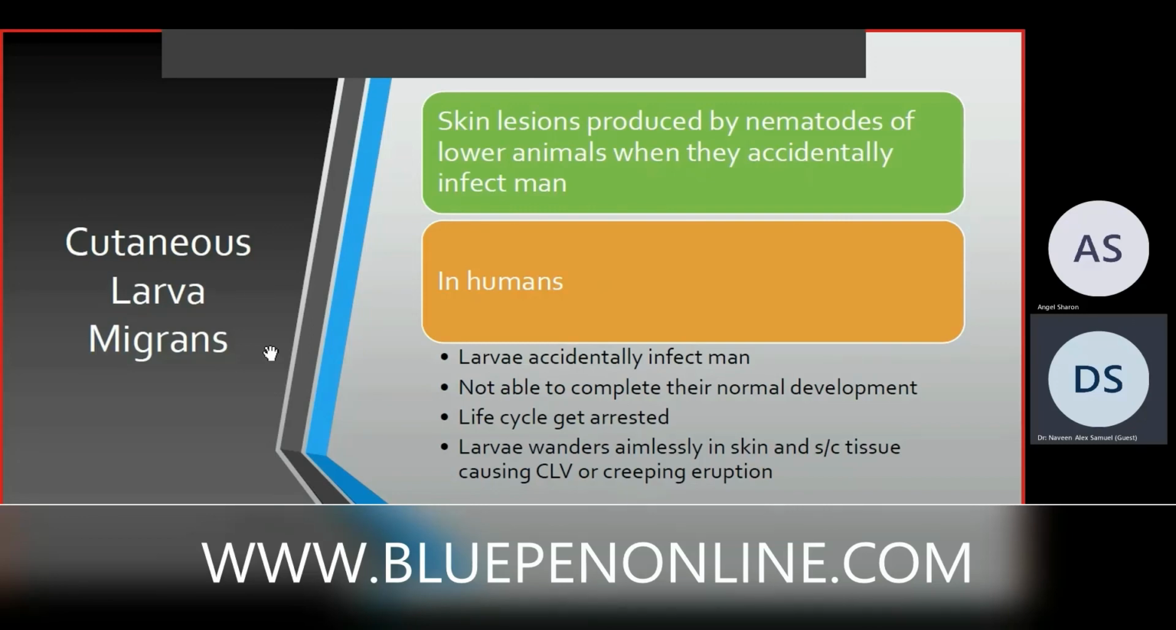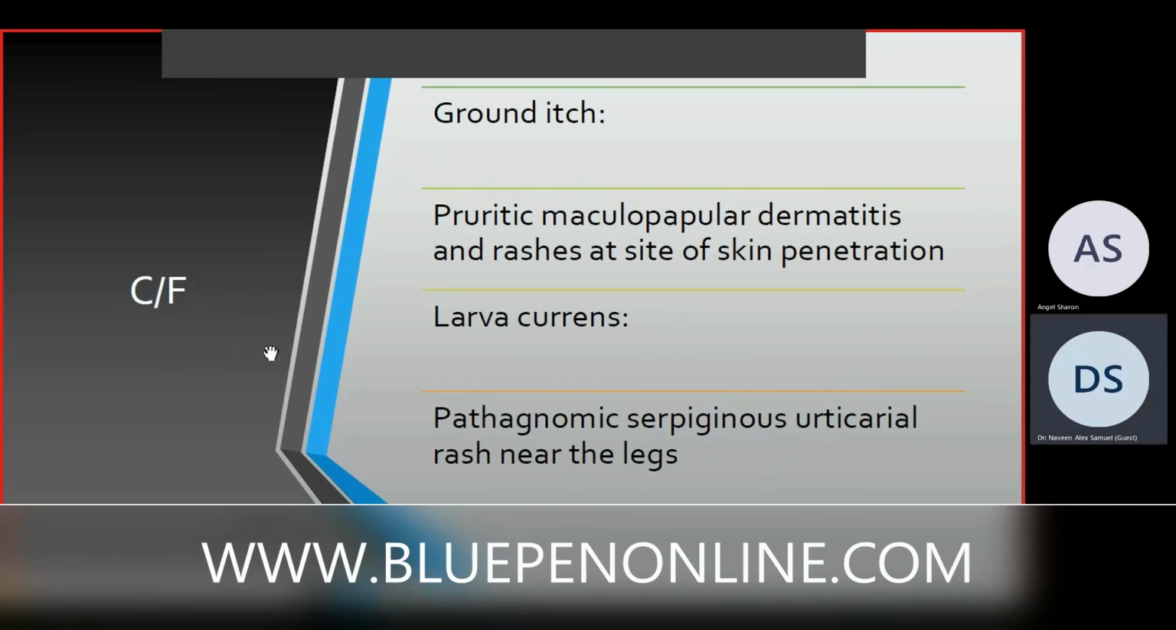or creeping eruptions. Clinical features include ground itch, that is pruritic maculopapular dermatitis and rashes at the site of skin penetration. It's called ground itch because it's at the site of skin penetration of the larva. Then larva currens is a pathognomonic serpiginous urticarial rash on the legs, right? Serpiginous means snake-like. So you'll find something like raised veins on the legs. That is larva currens.